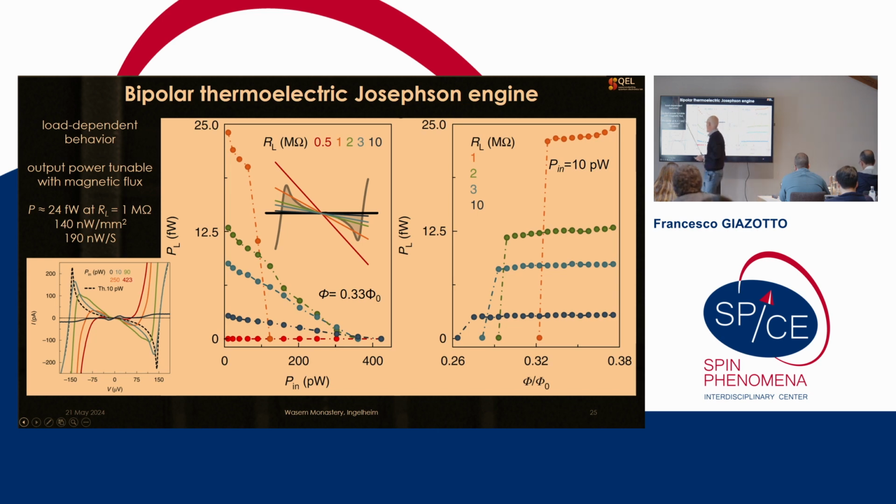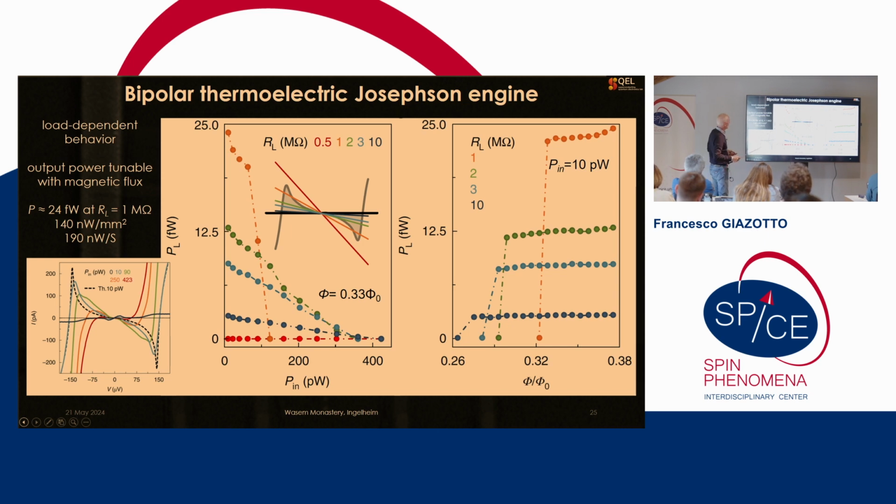So how does this behave? Of course, this is the first ever engine made in this way, so the power is small, okay? And you see, typically you obtain around some tens of femtowatt because the junctions are very opaque in this case. And this corresponds to 140 nanowatt per square millimeter. But we could easily achieve with the extended Josephson junction some hundreds of nanowatts, let's say, in total.